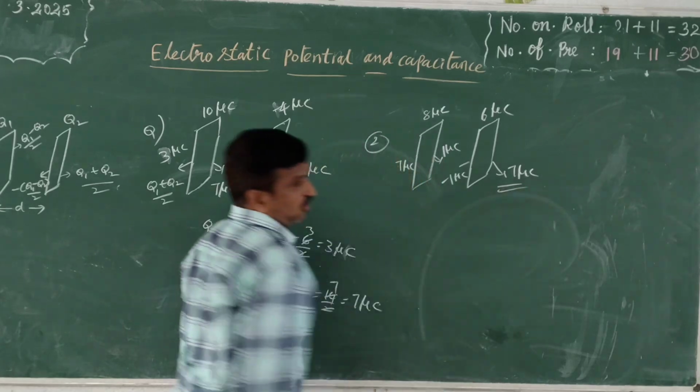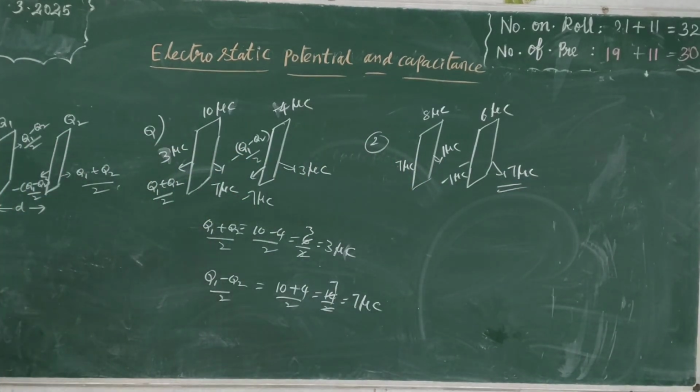Like this, the charge will be distributed on each face when there are different charges. In that case, this is the formula: q1 plus q2 by 2 outside, q1 minus q2 by 2 inside. Here inside is minus of q1 minus q2 by 2. Outside is q1 plus q2 by 2.